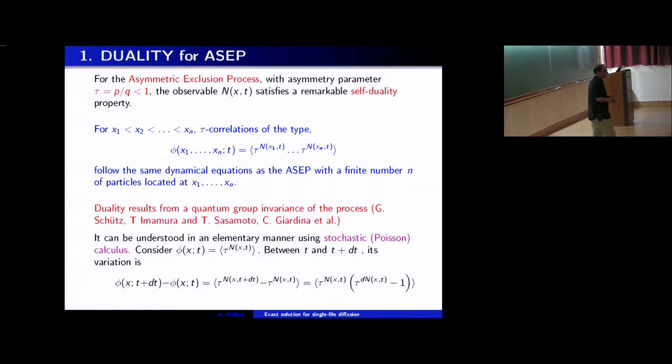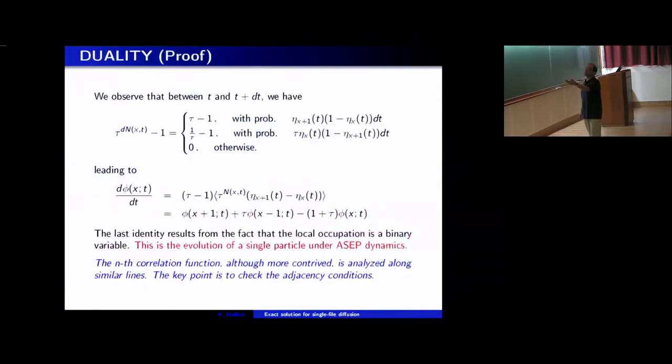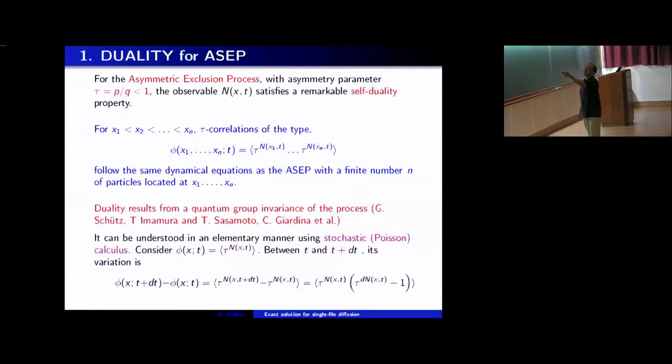But there is a magic here. If you look at some special tau-deformed correlations, where tau is the asymmetry parameter between left and right, more precisely, if you look at correlations of the type tau to the power n at site x1, tau to the power n at site x2, tau to the power n at site xn, all at the same time, these tau-power correlations satisfy a closed dynamics. Their time evolution is only among themselves. So your BBGKY hierarchy closes if you consider this set of correlations.